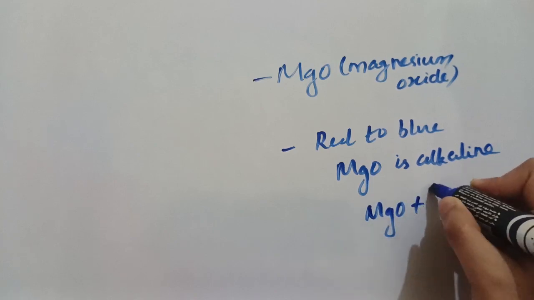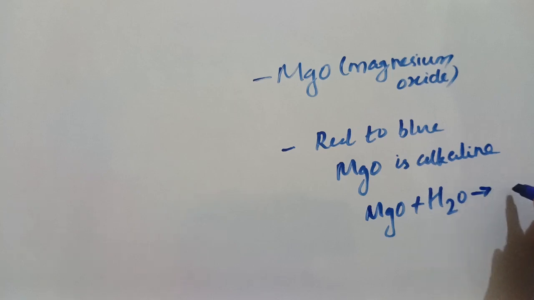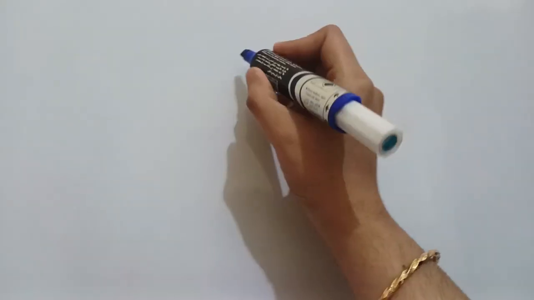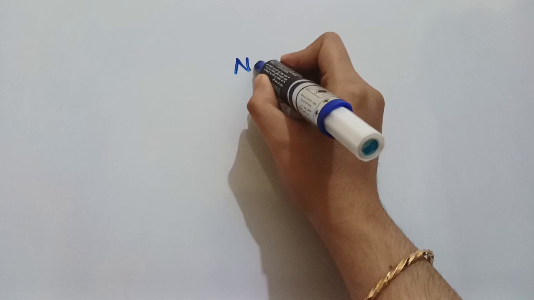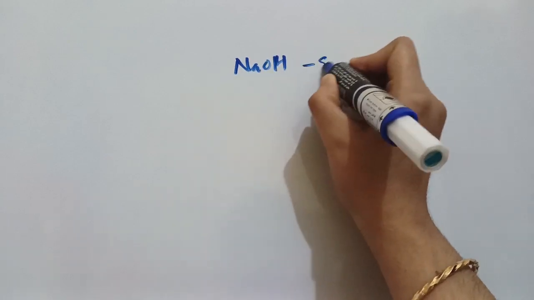The reaction is shown in the figure. MgO plus H2O gives Mg(OH)2. Now we can write some chemical formulas. NaOH. This is sodium hydroxide.